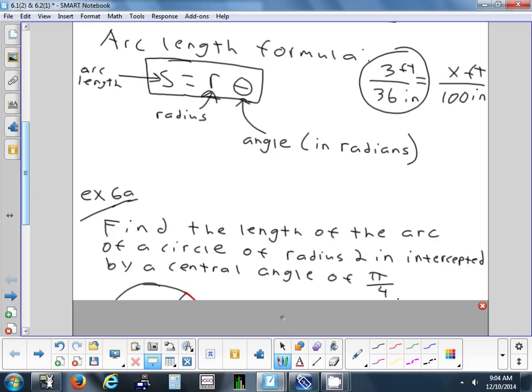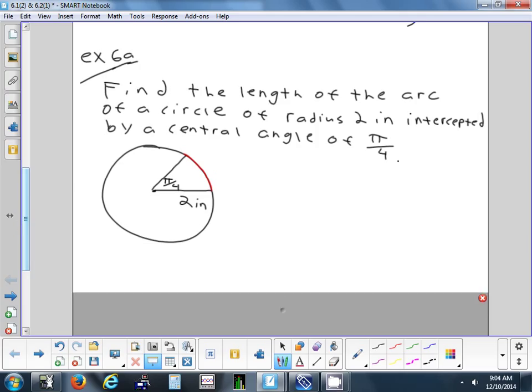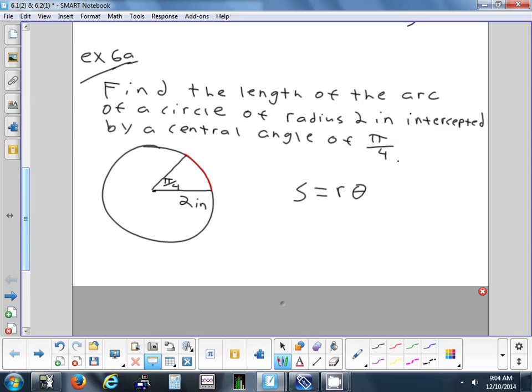All right, so the first problem, I want to find the length of an arc in a circle that has a radius of 2, and the central angle is going to be pi over 4. As a picture, that's what we're looking at, finding the length of that arc in red. First thing, let's just write down the formula. S equals r theta. And they're asking for the arc length.